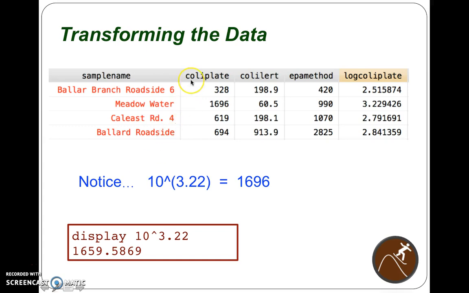Okay, so we might want to go ahead and do the log transformation for something else, or just so you can see on the practice for these bigger numbers like 3.22. So log 3.22 log base 10 is actually worth 1,696 E. coli per 100 mils. So remember, 3 log is 1,000, 2 log 10 is 100, 1 log 10 is 10, and so forth.